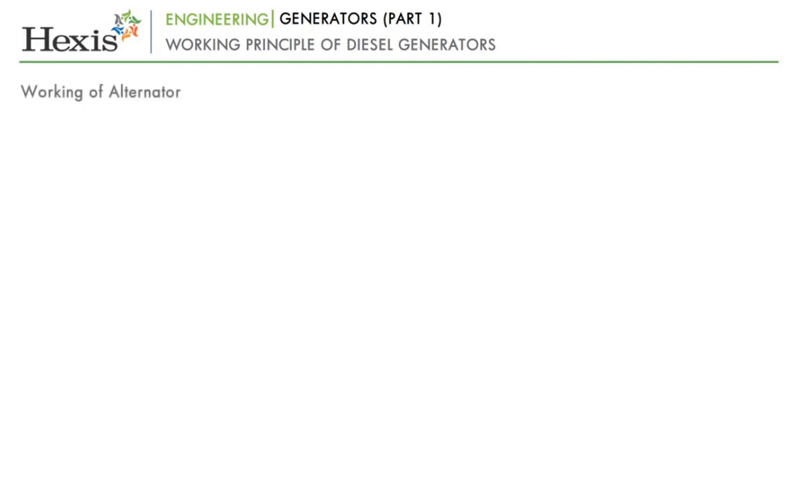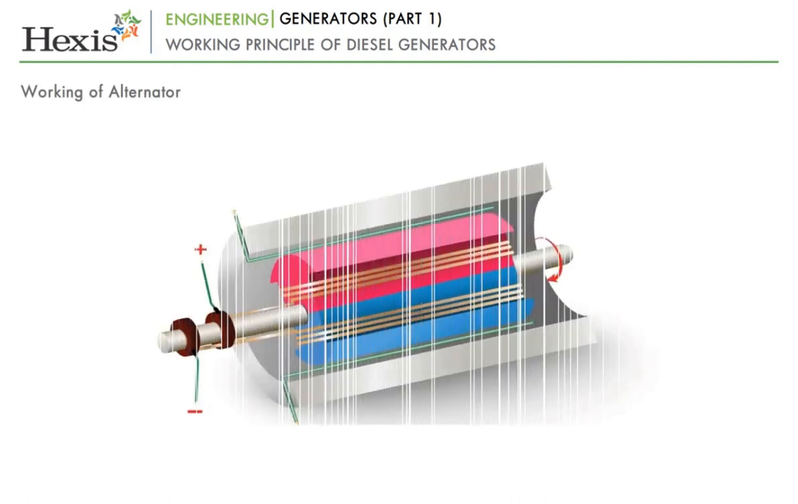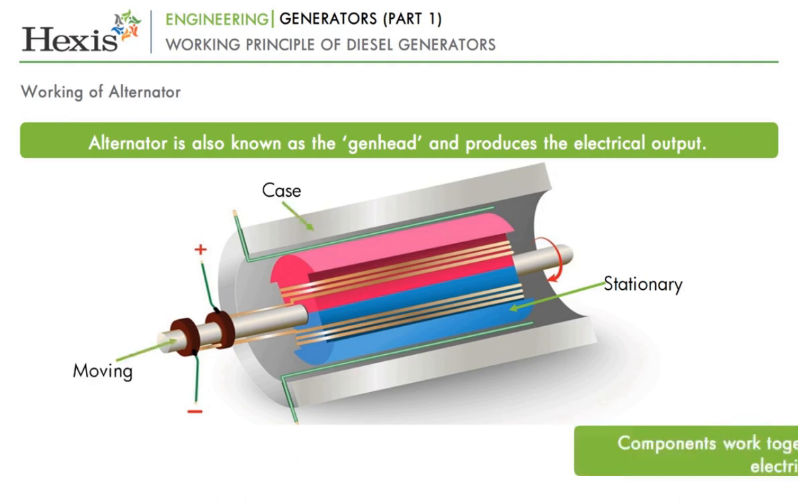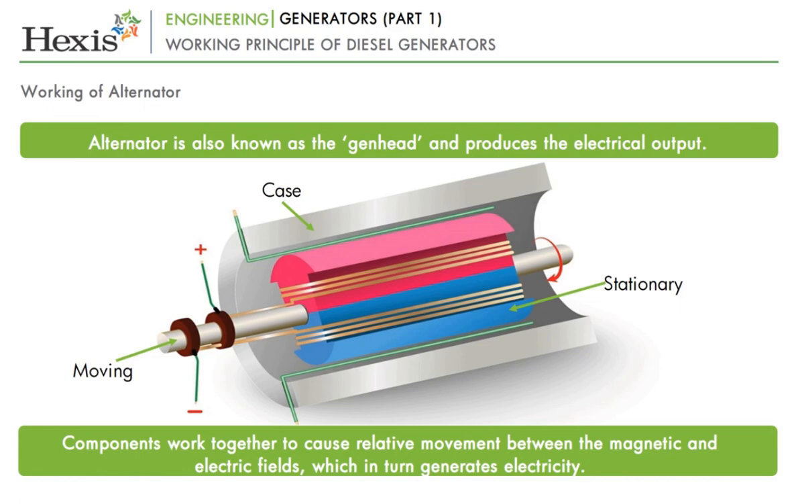Let's now move on to the other important part of the diesel generator, which is the alternator. The alternator, also known as the gen head, is the part of the generator that produces the electrical output. It contains an assembly of stationary and moving parts enclosed in a case. The components work together to cause relative movement between the magnetic and electric fields, which in turn generates electricity.